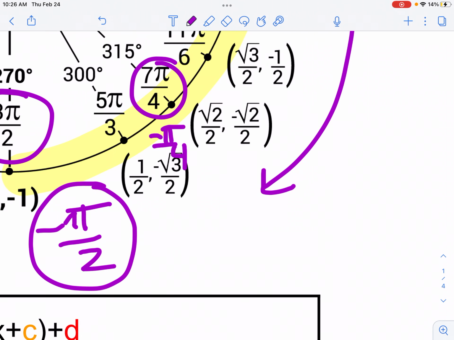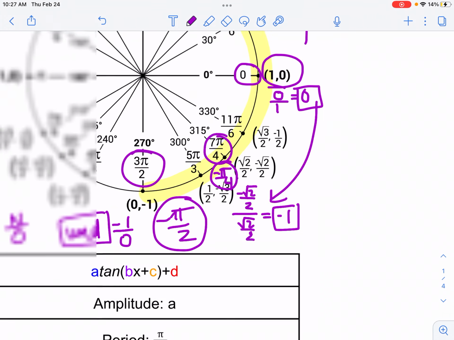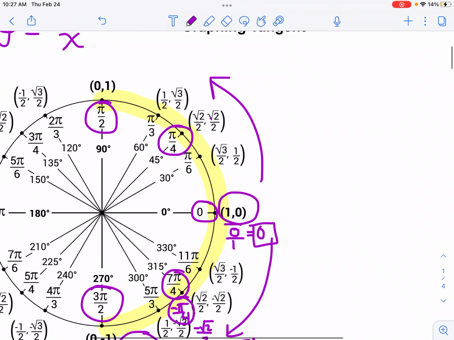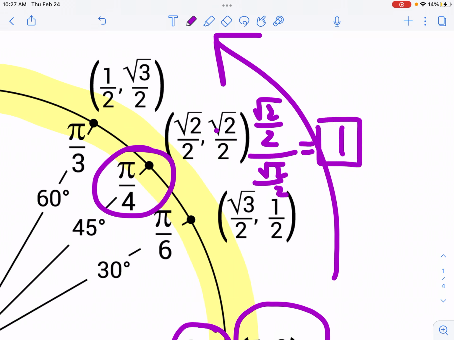Our y value is negative root 2 over 2. And then we divide that by positive root 2 over 2. And well, that's just going to equal negative 1. Okay, so we've got a negative 1 value at negative pi over 4. And then over here at pi over 4, very similar, our y value is root 2 over 2. We're dividing that by root 2 over 2, and that gives us 1.